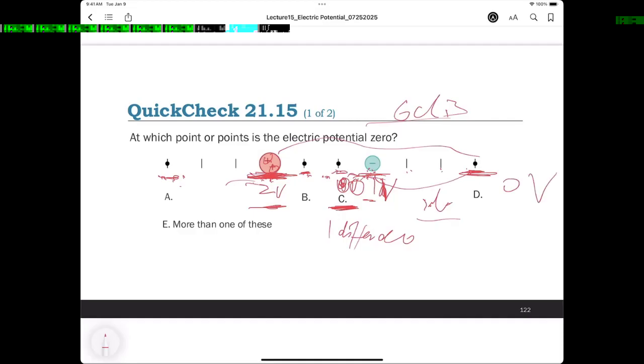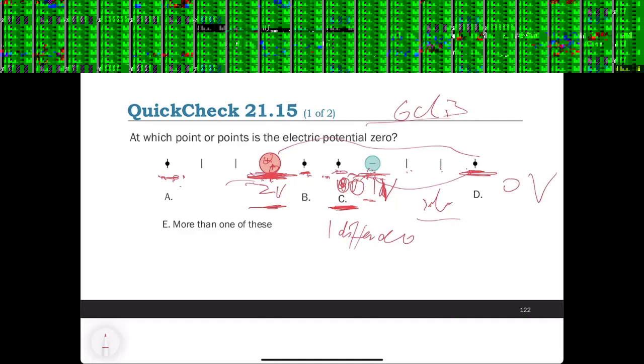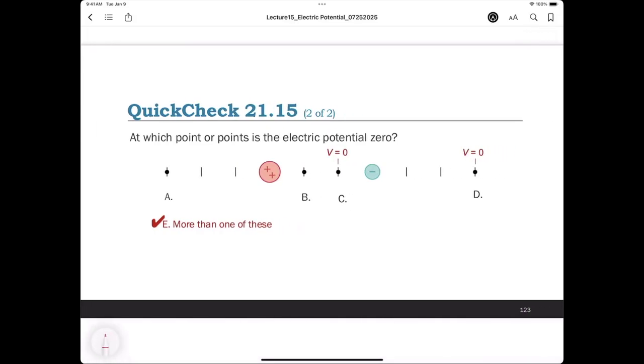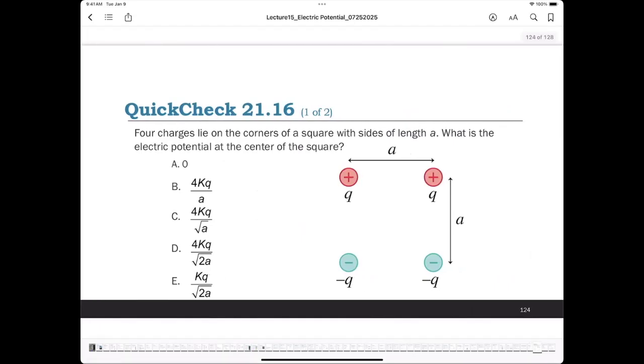And here, you need to let the distance from the point to this one and to this one be two times, and to this one it should be further, this is nearer. Does it make sense to you? So which means it should be more than one of these. Yeah, it should be C and D. That makes sense to you? Okay. Let's talk about the other one.